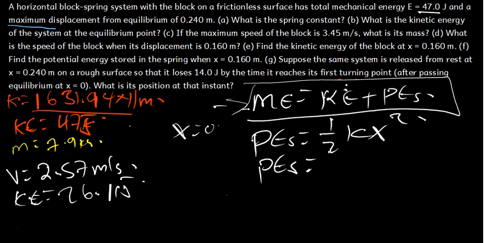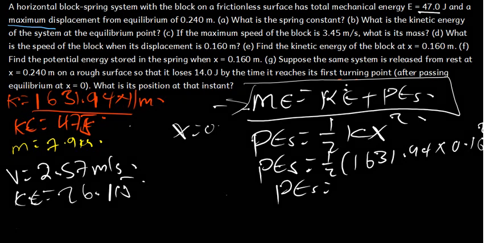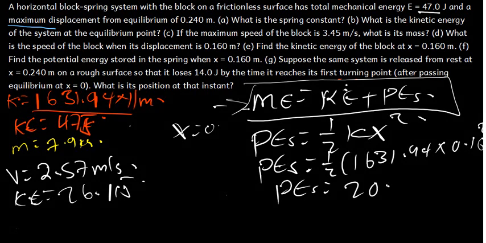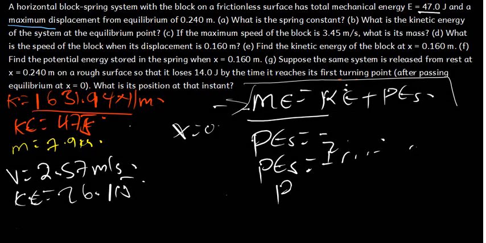So we have half times 1631.94 times the x, 0.16, squared. Okay, so I get my calculator, I punch it, and I'm getting 20.9 joules. So even if I use the other formula, I'm supposed to get the same answer, because I'm supposed to use the same velocity.